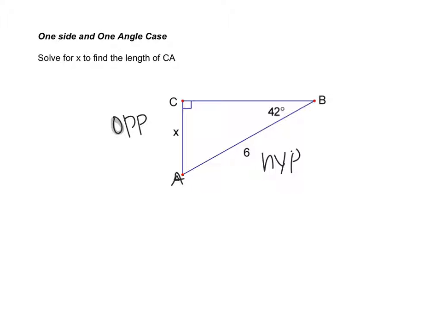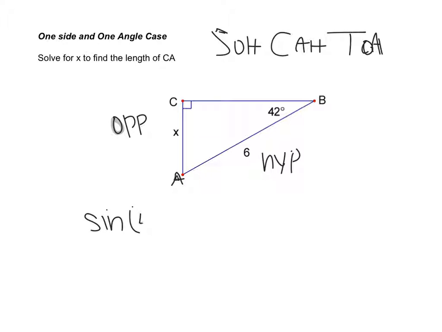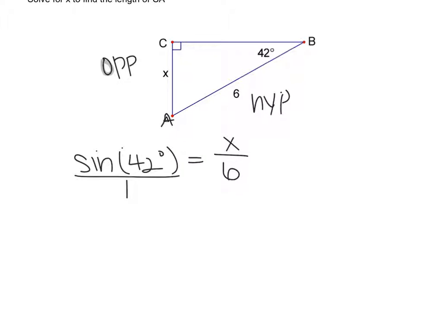So if we remember back to SOHCAHTOA, the ratio that involves the opposite side and the hypotenuse is sine. So we have sine of 42 degrees equals our opposite side x over our hypotenuse 6. We're going to put sine of 42 over 1 so we can cross multiply. And we end up with x equals 6 times the sine of 42.